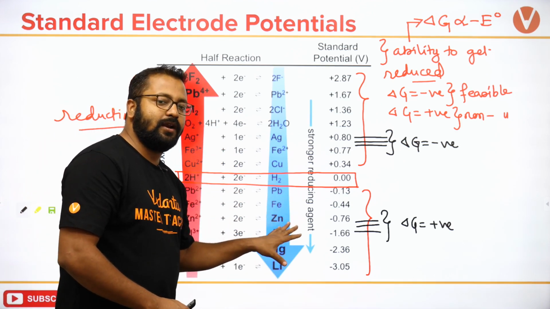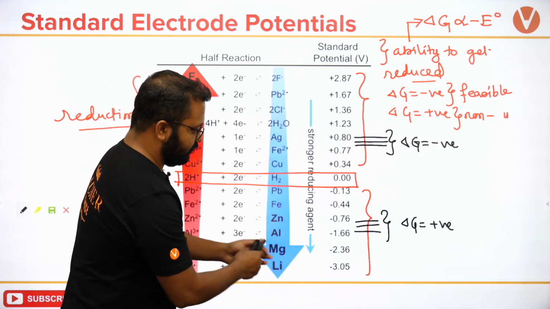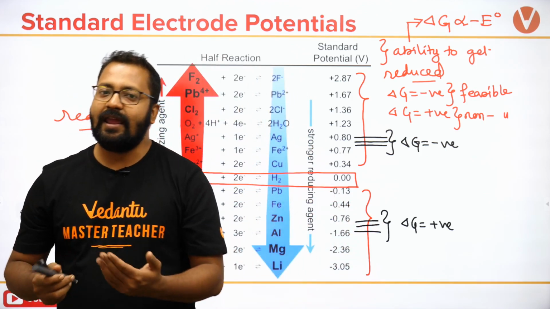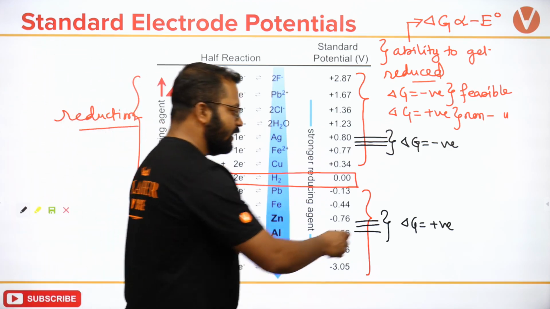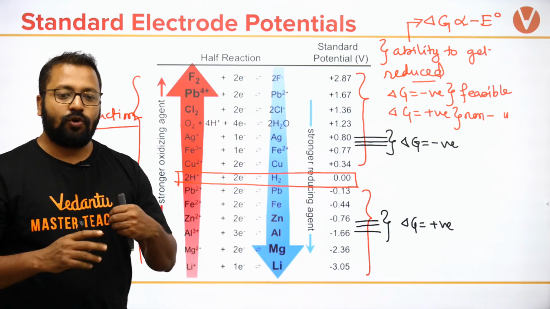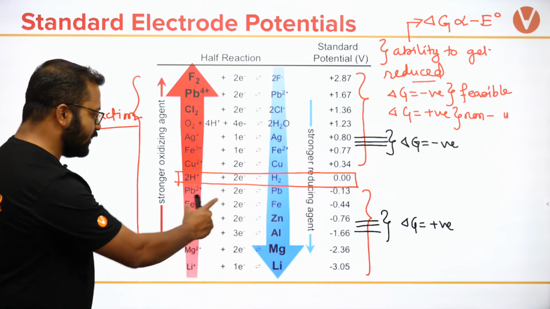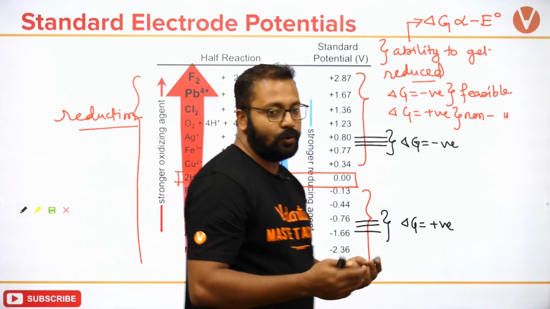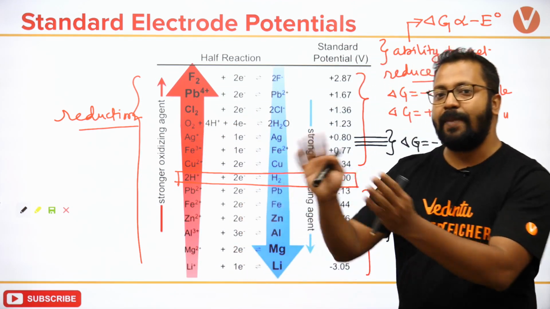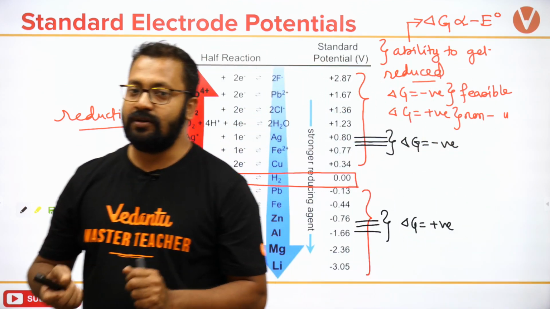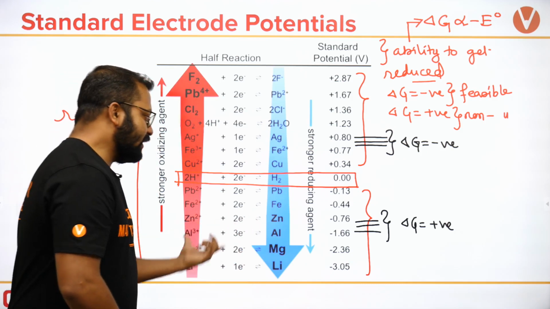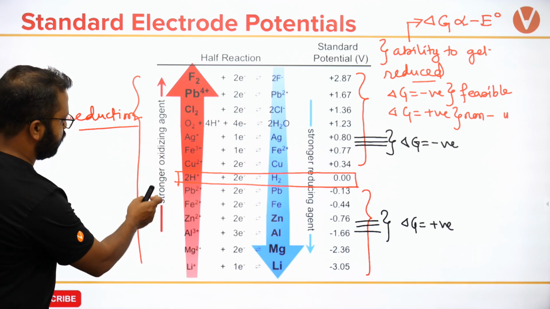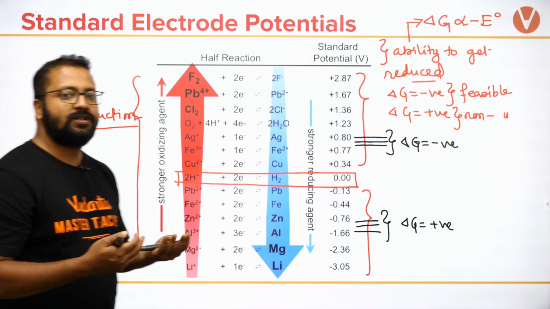For those whose standard potential is negative, what is the likely reaction that will take place? Reduction is not feasible, so what reaction would they want to do? Tell me. Lithium, magnesium, aluminium, what is the reaction that they would want to do? They would want to do a reaction which will go in the backward direction. That means they would want to do oxidation. Reduction is not feasible, so they would want to undergo oxidation. That is why it is written here: stronger oxidizing agent. What is the meaning of oxidizing agent?